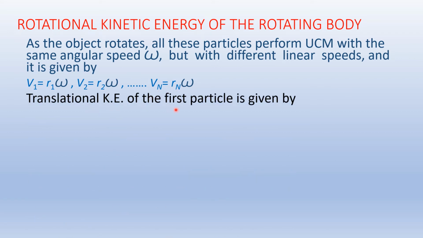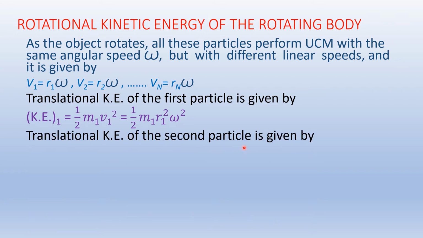The translational kinetic energy of the first particle is given by kinetic energy of mass m1 equal to half m1 v1 square. We know that v1 is r1 omega, so substituting the value in this equation, we get the kinetic energy of mass particle m1 as half m1 r1 square omega square.